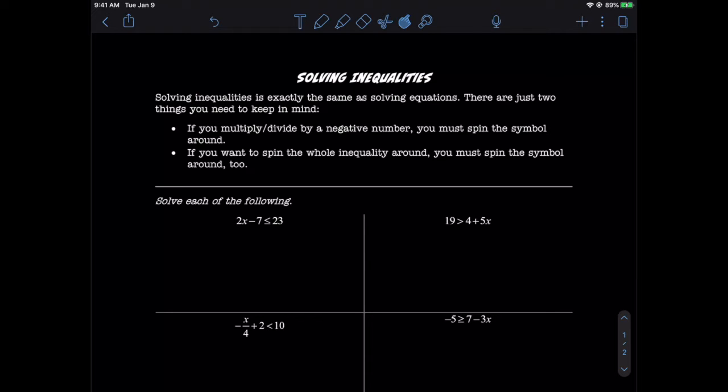The thing to know about solving inequalities is that it's exactly the same thing as solving any normal equation. There's just two extra little things you gotta keep in mind anytime you're trying to do these types of problems. Number one, if you multiply or divide by a negative number, you gotta spin the symbol around. The other thing you gotta remember is that if you're gonna spin the inequality around, you gotta spin the symbol with it. Otherwise, you get a false statement. Alright, that's everything you gotta remember. Let's go ahead and take a look at some examples.